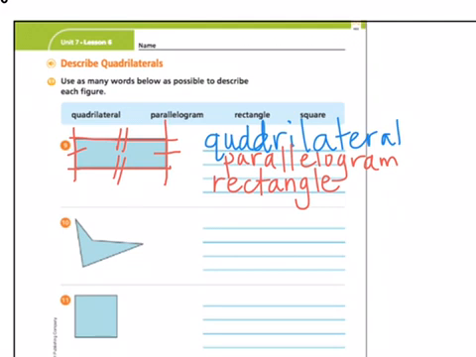Okay, let's look at number 10. So once again, we're going to go through each of these questions to figure out, is it a quadrilateral? Is it a parallelogram? Is it a rectangle? Is it a square? So, step by step. Number 1, quadrilateral. Well, in order for it to be a quadrilateral, it has to have 4 sides. 1, 2, 3, 4. So we know this shape is, in fact, a quadrilateral.